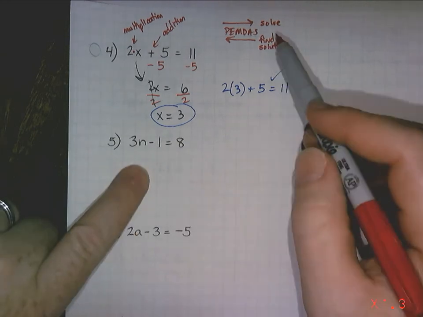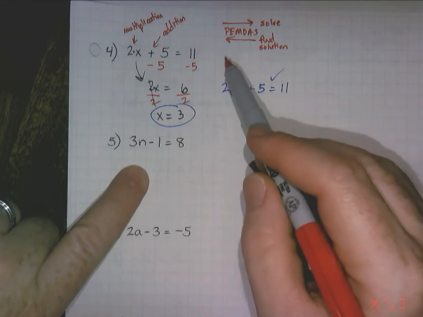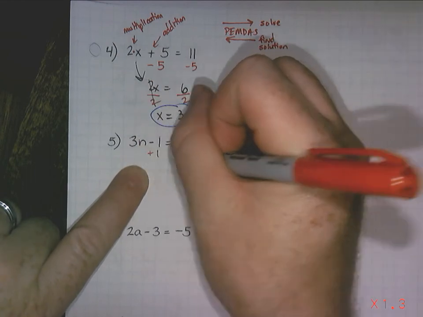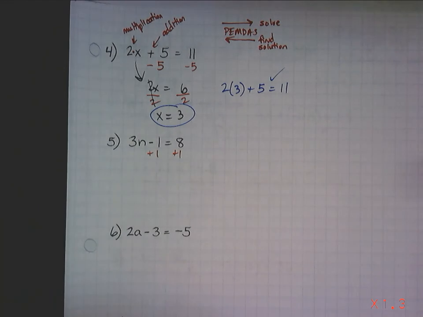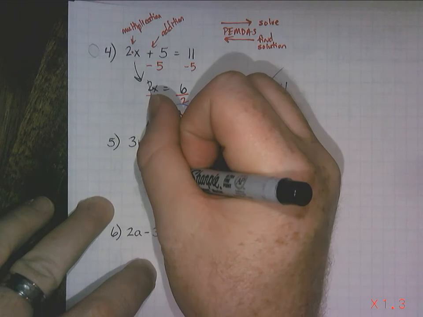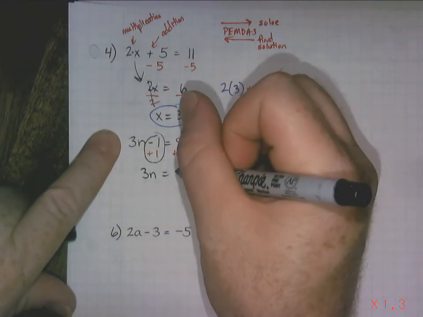Well, again, we're trying to find the solution, not solve the problem. So we're going to go backwards in the order of operations. So we're going to add 1 to both sides. I've got what's left over. Obviously, this cancels out. I've got 3n left over on this side. And on this side, 8 plus 1 is going to be 9.